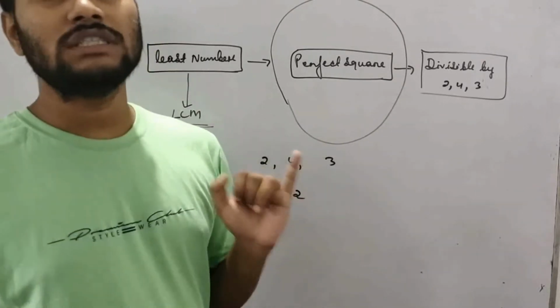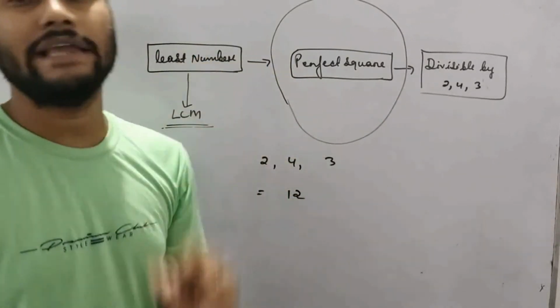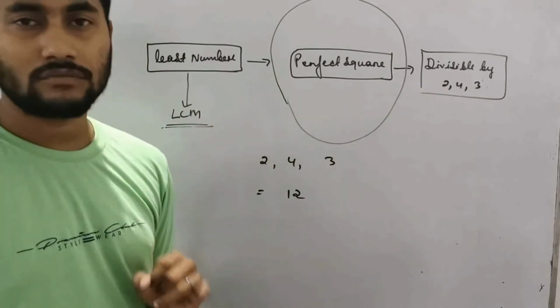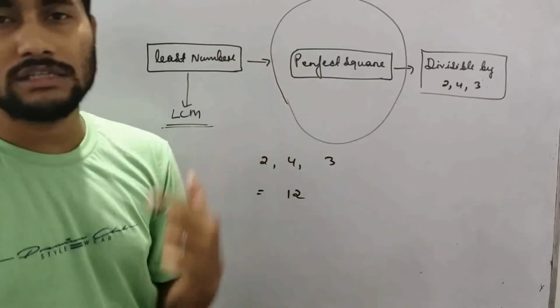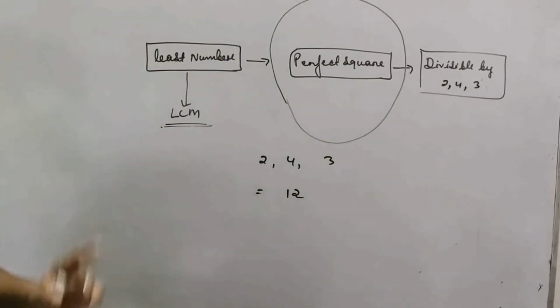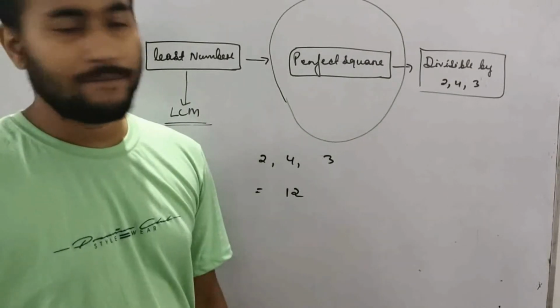But in the question it is not said to just find the least number. You read the question. The question is not like that, to find the least number which is divisible by 2, 4 and 3. In the question one more word is there. That word is perfect square. Find the least number which is a perfect square and it is divisible by 2, 4 and 3.